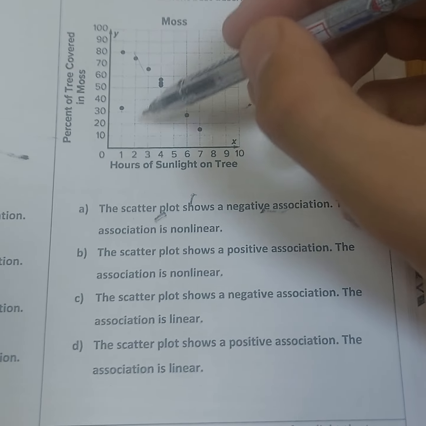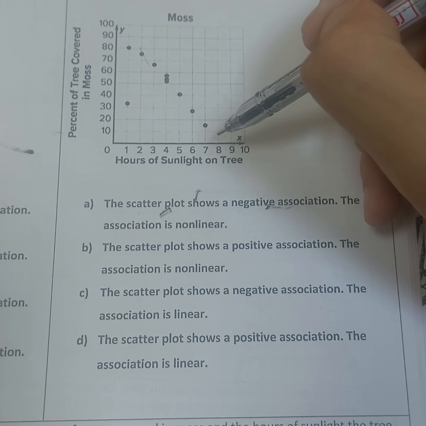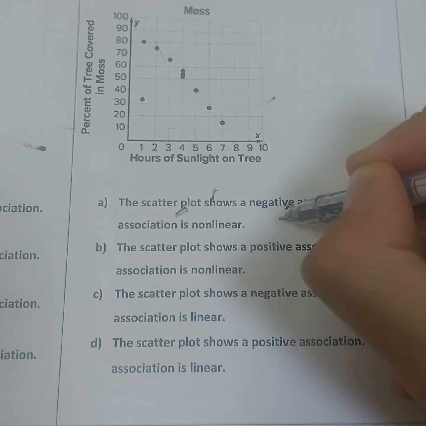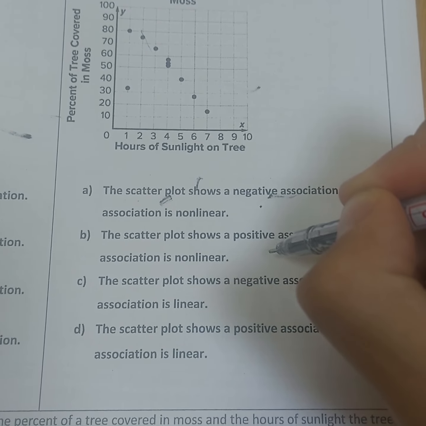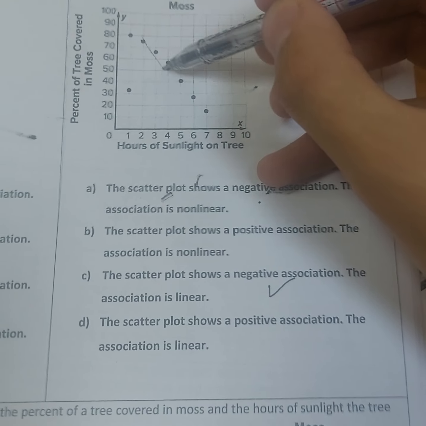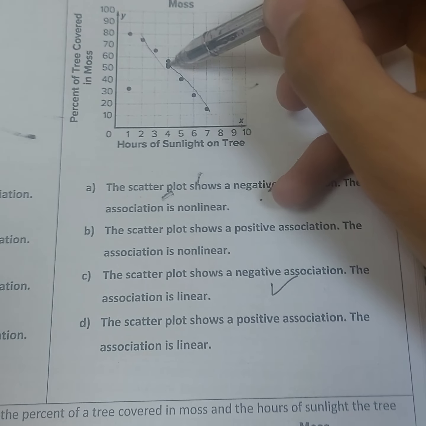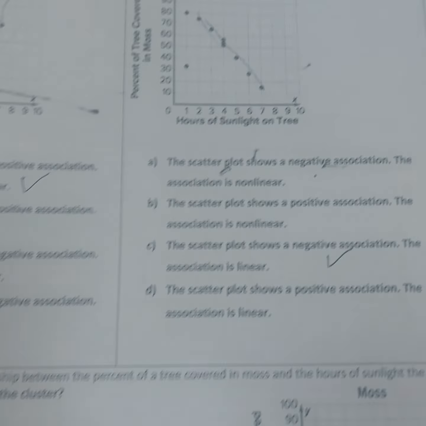Is it positive or negative? As the x increases, what happens to the y? It's going down. So it is negative and linear. Negative and linear. Why linear? Because it is nearly a straight line. If you draw a line like this, it is nearly a straight line.